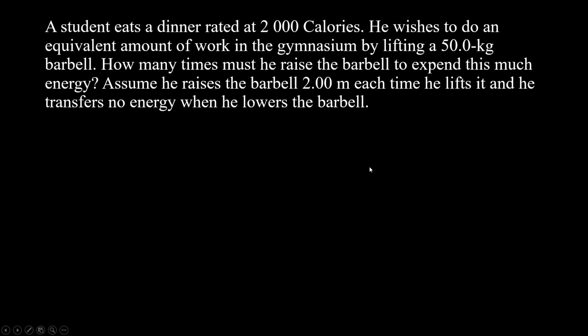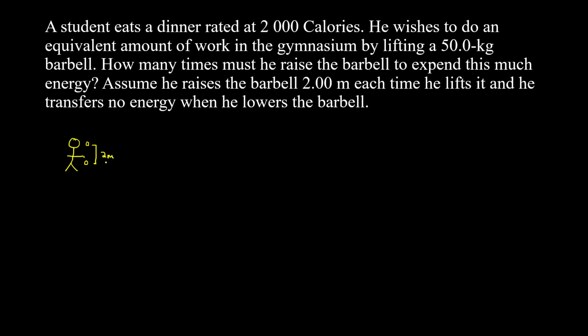So let's do a problem, and then we should be done for this lesson. So a student eats a dinner which has 2,000 calories, and that's a big C, so be careful with that. He wishes to do an equivalent amount of work in the gym by lifting a 50-kilogram barbell. How many times must he raise the barbell to expend this much energy, assuming he raises the barbell 2 meters each time he lifts it, and he transfers no energy when he lowers the barbell? So we have this guy, and he's raising a barbell, from here up to here. So we have a change of 2 meters.